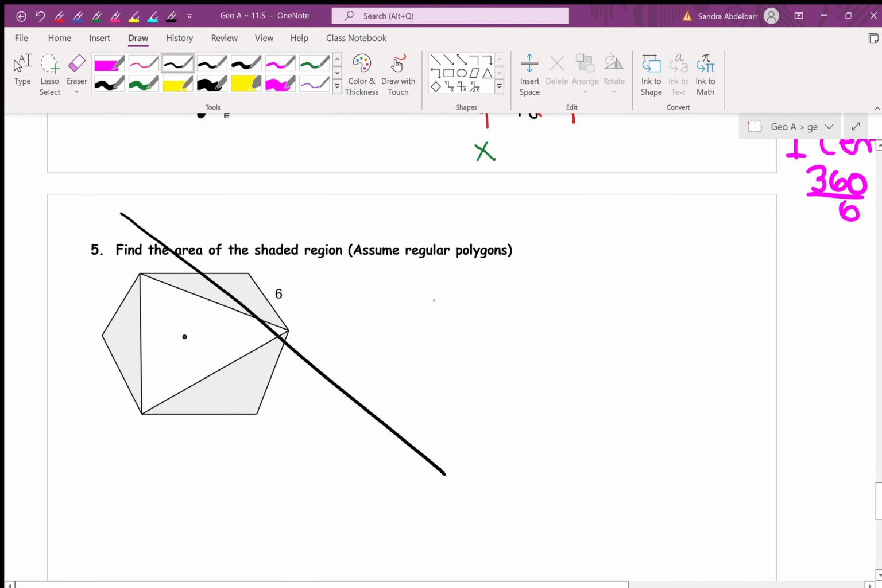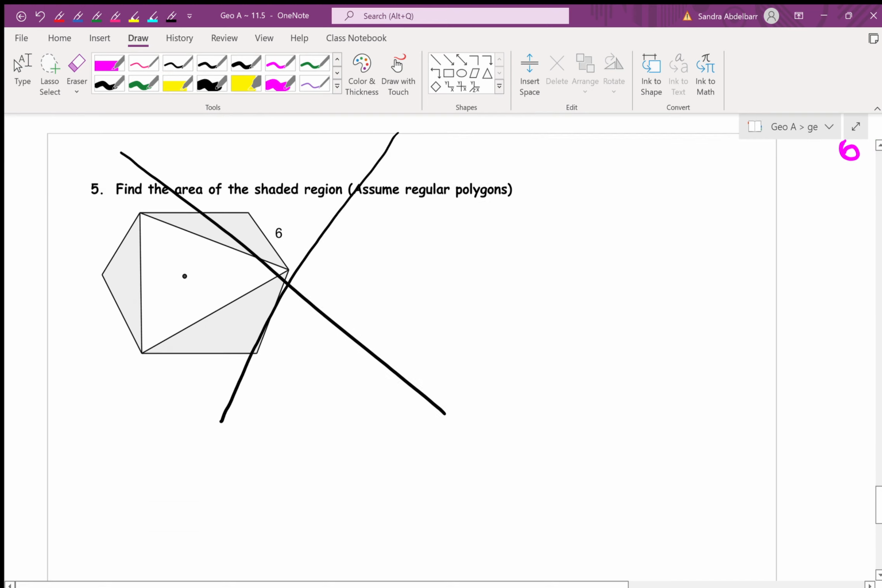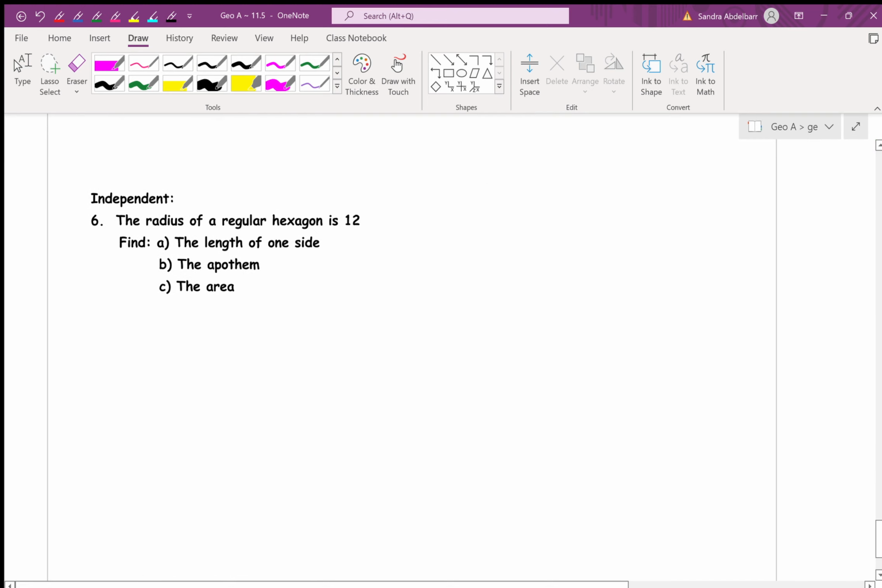We're going to take this one out. This was a challenge one. We'll take that out. I want you all to try independent number 6. It's very similar to the problem we just did. Oh, wait, no. It's a little bit different because now I'm telling you the radius of it is 12. So try this one and then we'll go over it.